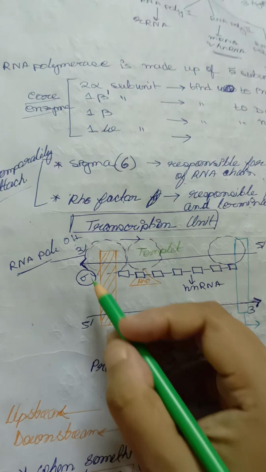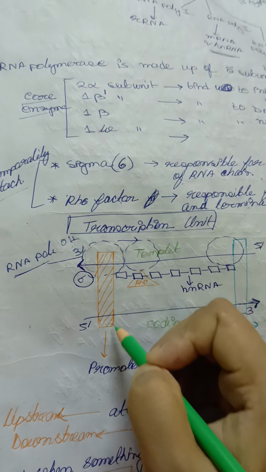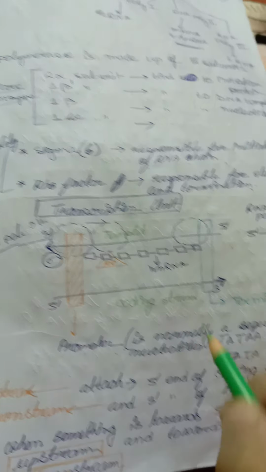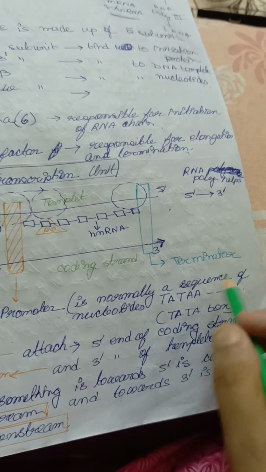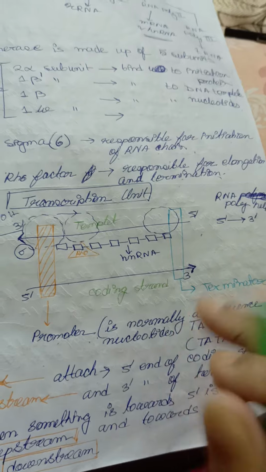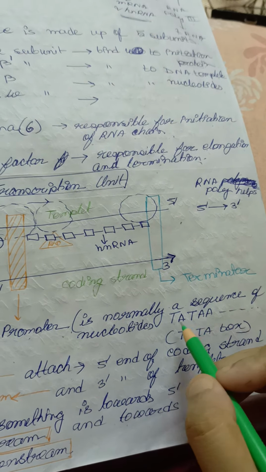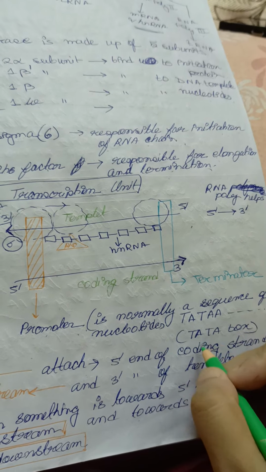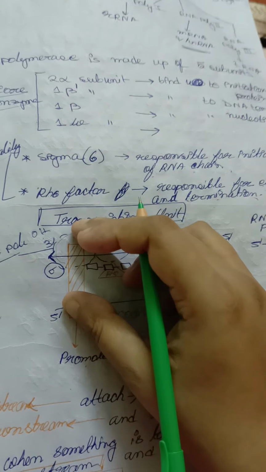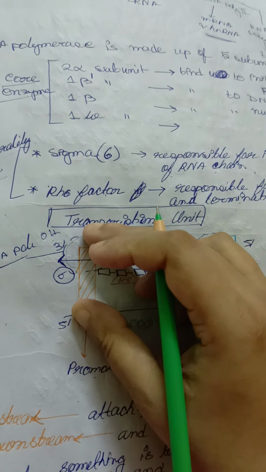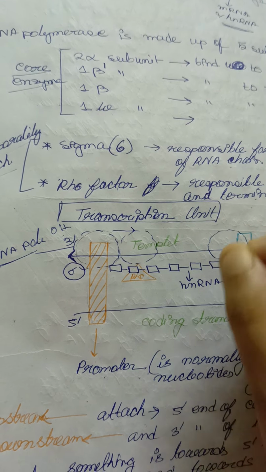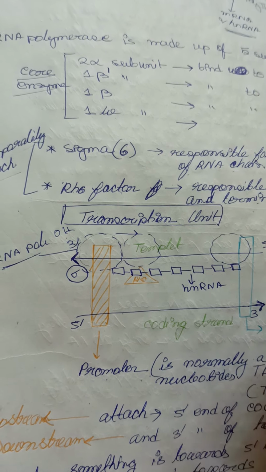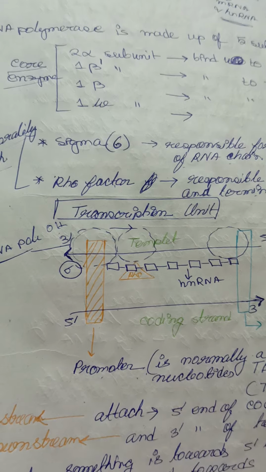Okay. So now here there is a promoter part. The promoter is normally a sequence of nucleotides. Here TATA, in this way the nucleotides will go, and this is called the TATA box. So here will be the promoter, and the promoter is responsible for a primer. Suppose the promoter will help in the formation of a primer.